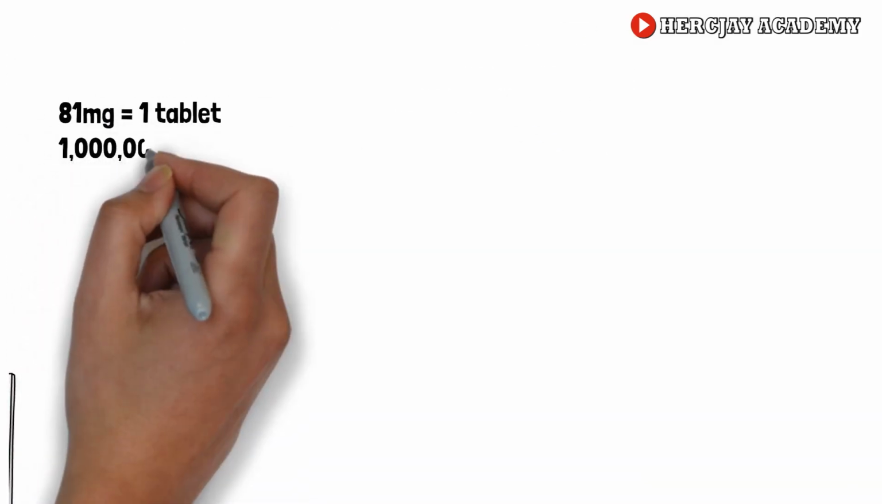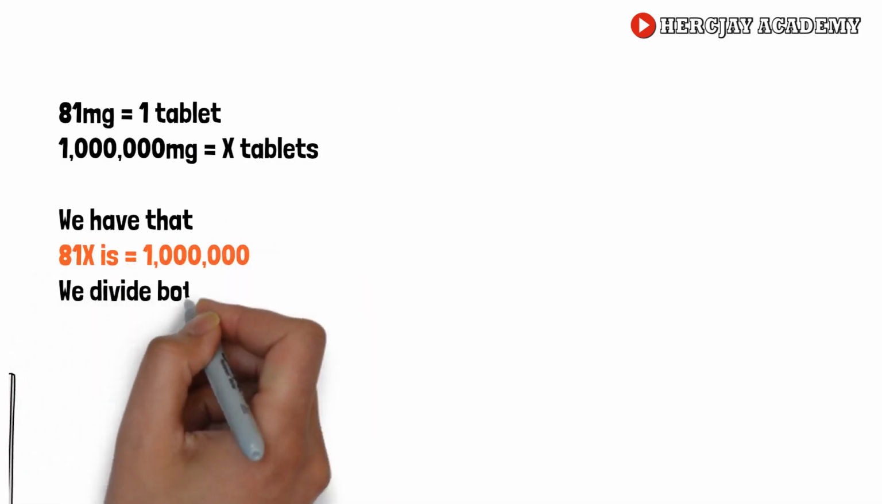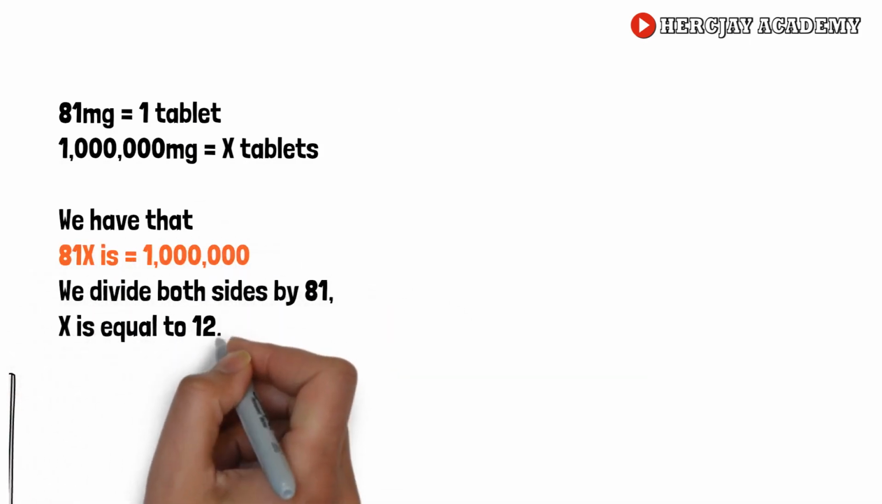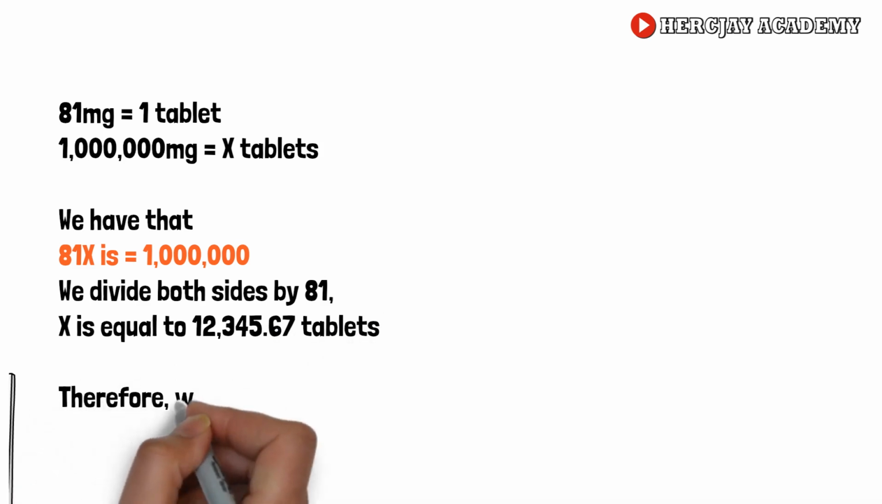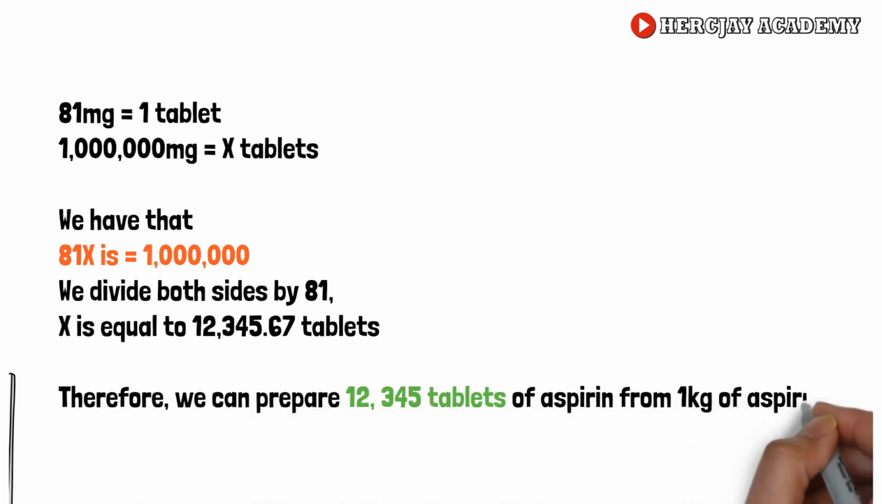Now, we know that 81 milligram is for one tablet. Then, 1 million milligram is how many tablets? Let's call that x. On cross multiplying, we have that 81x is equal to 1 million. We divide both sides by 81 to get that x is equal to 12,345.67 tablets. Therefore, we can prepare 12,345 tablets of aspirin from 1 kilogram of aspirin.